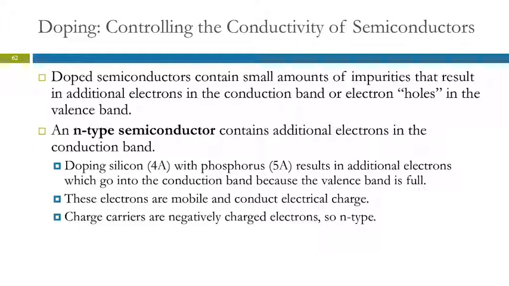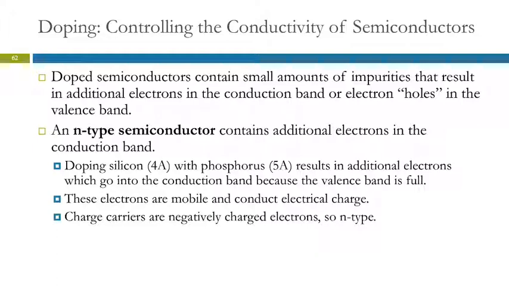We can control the conductivity of semiconductors by adding impurities to them. This is called doping. So a doped semiconductor has small amounts of impurities, and there are two different types. There's an N-type and a P-type. One makes electrons in the conduction band, and one makes holes in the valence band.